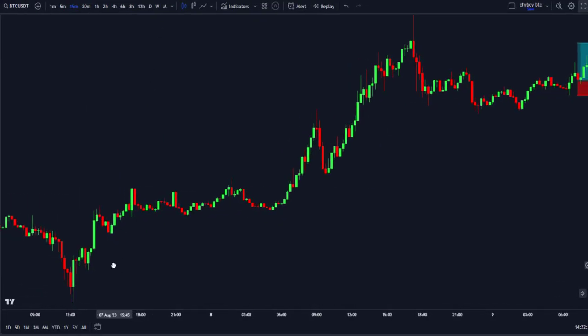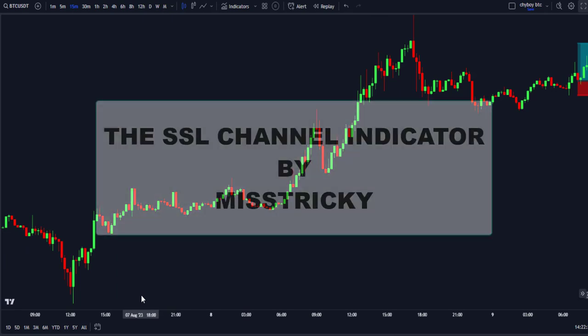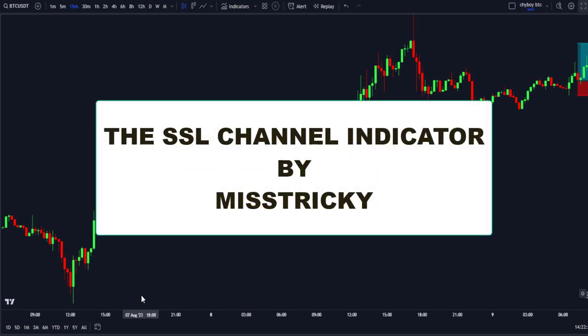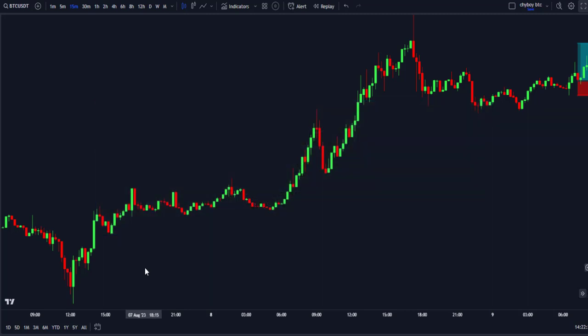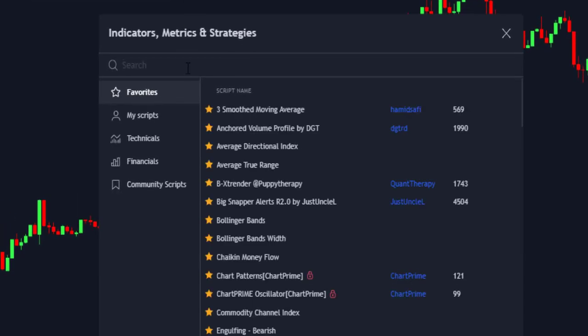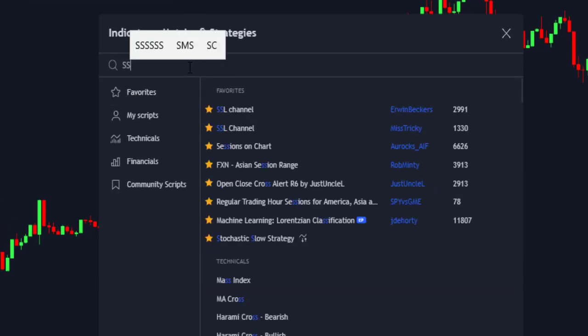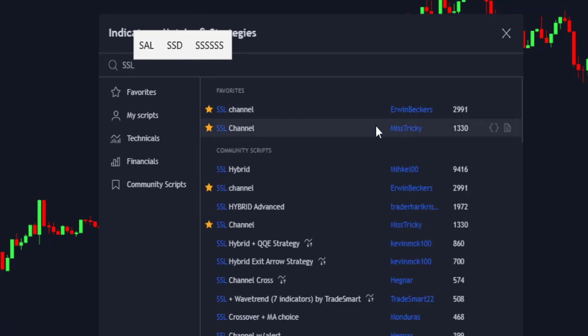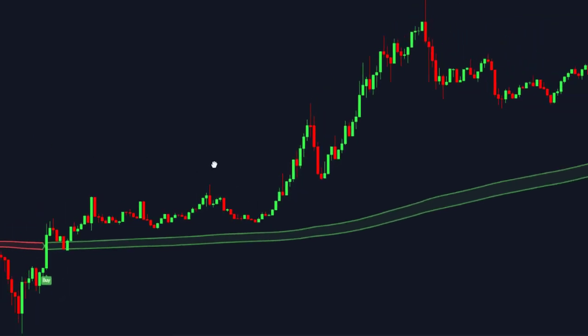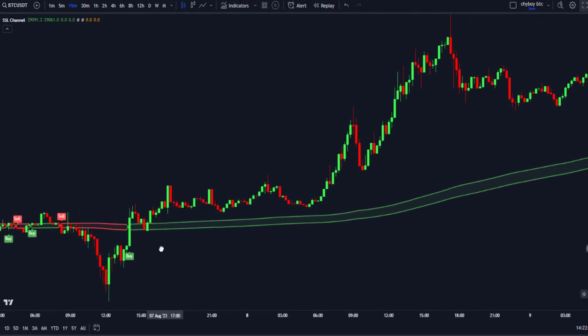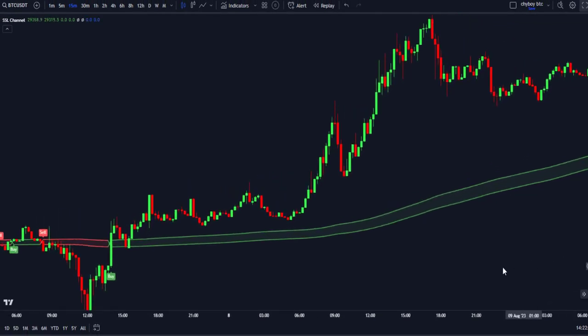The indicator we will be discussing on this strategy is called the SSL channel, created by Ms. Stricky. The SSL channel indicator is a tool that combines moving averages to show you when a price trend is forming. To add this indicator on our chart, we are going to navigate to the indicator search bar. There we are going to search for SSL channel. Select the one made by Ms. Stricky.